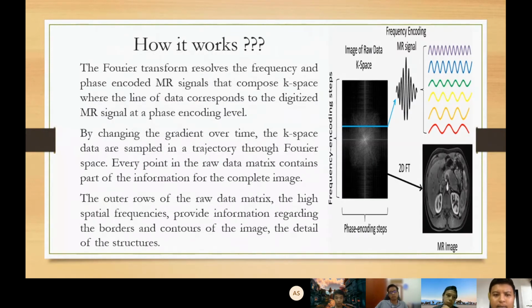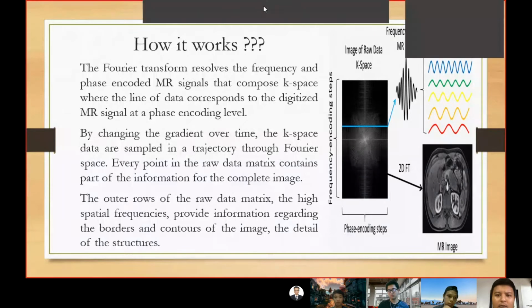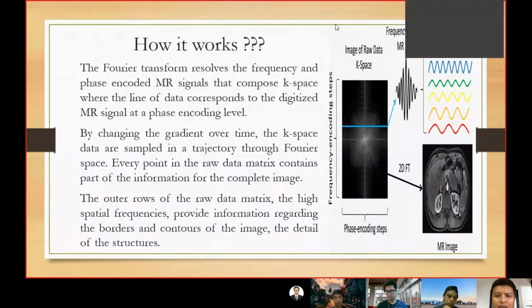The Fourier transform resolves the frequency and phase encoded MR signal that compose the K-space. A line of data corresponds to the digitized MR signal at a particular phase encoding level. The position in K-space is indirectly related to the gradient across the object being imaged. By changing the gradient over time, the K-space data are sampled in a trajectory through Fourier space.